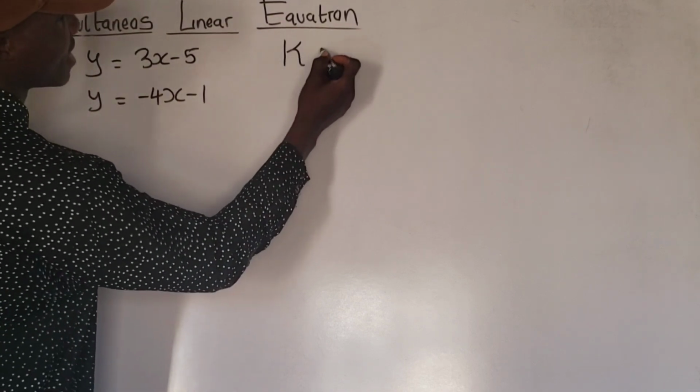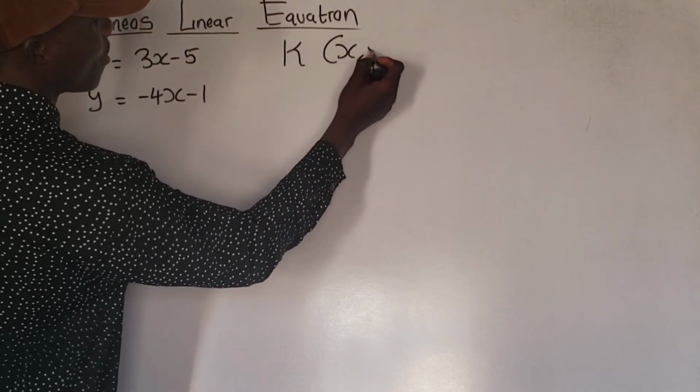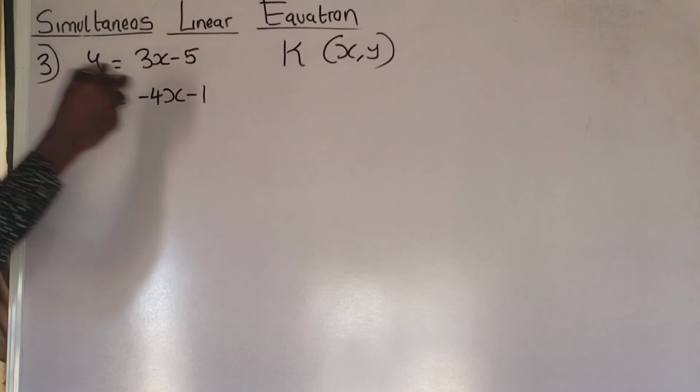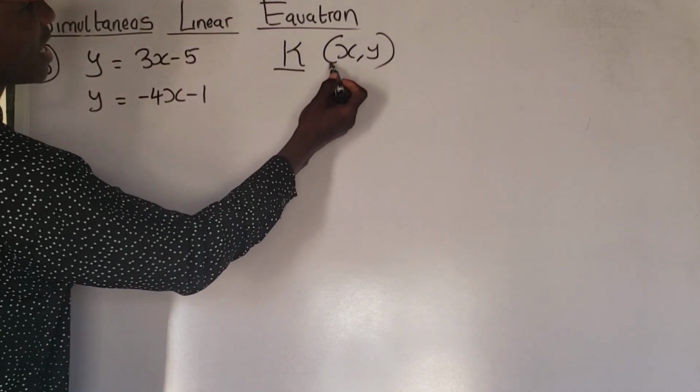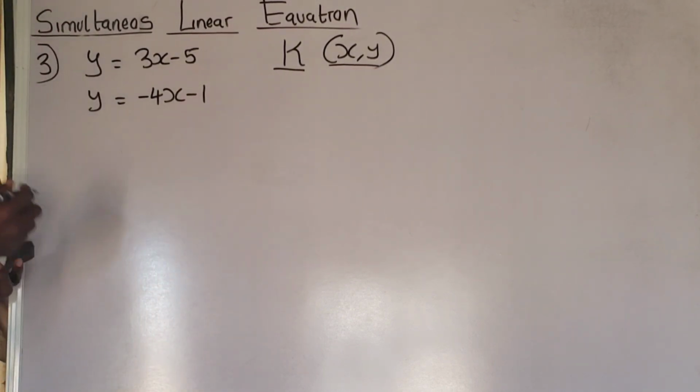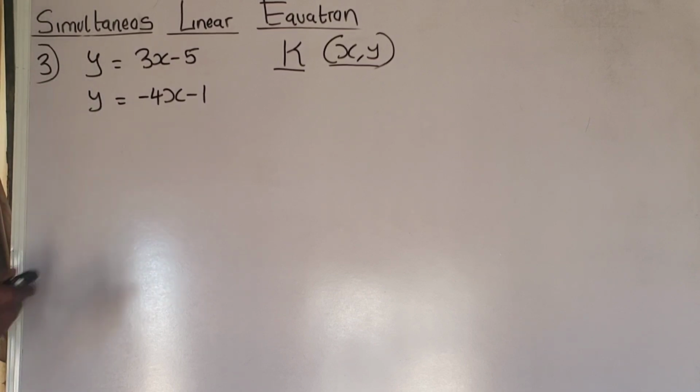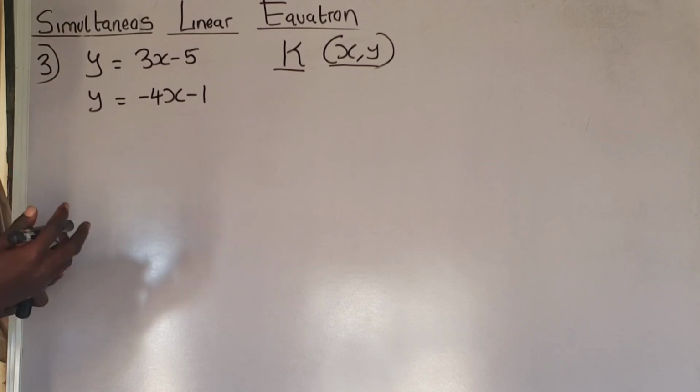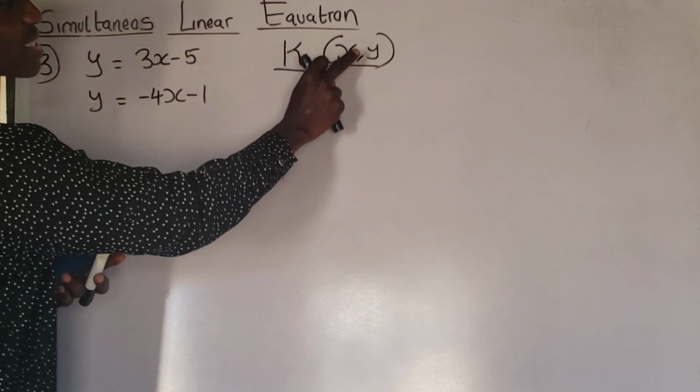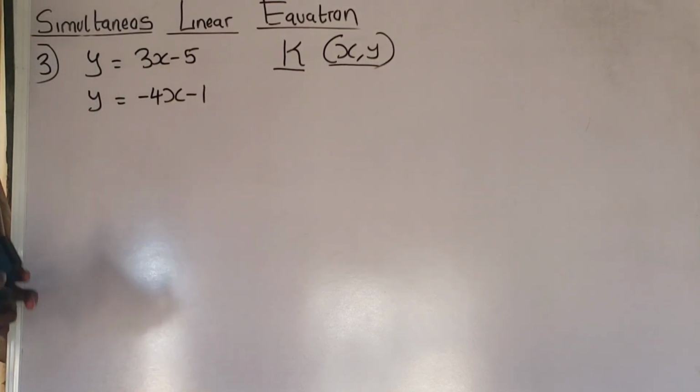So we have to find k, x, y. That is the point k. Point k has the coordinate x, y because our variables in this equation are x and y. Our unknowns in this equation are x and y. So to determine the coordinate of k, we have to determine x and y. So that's the explanation.